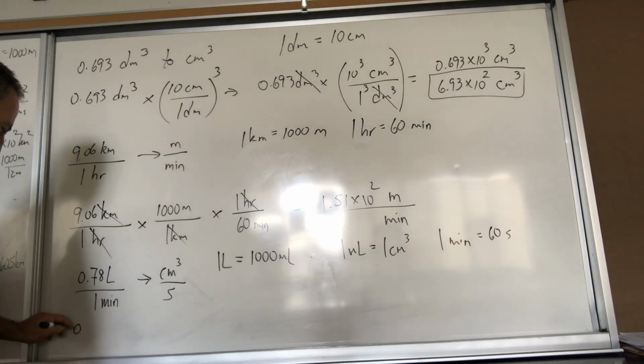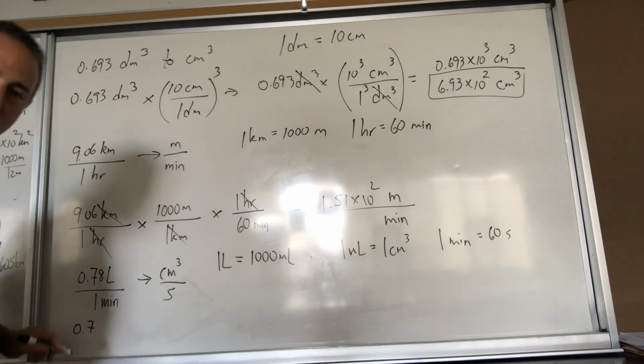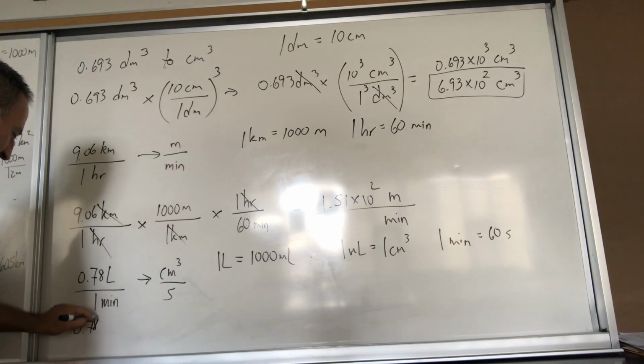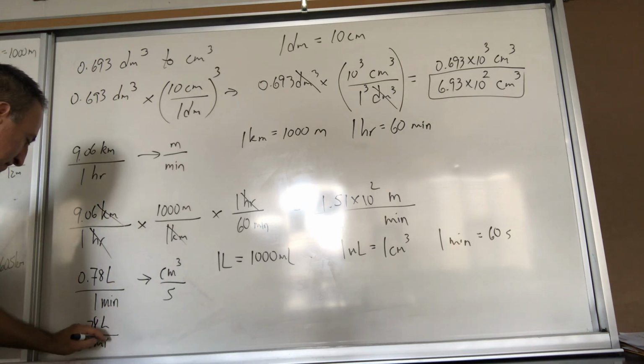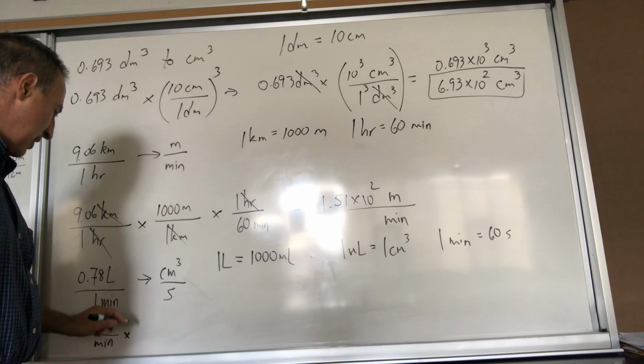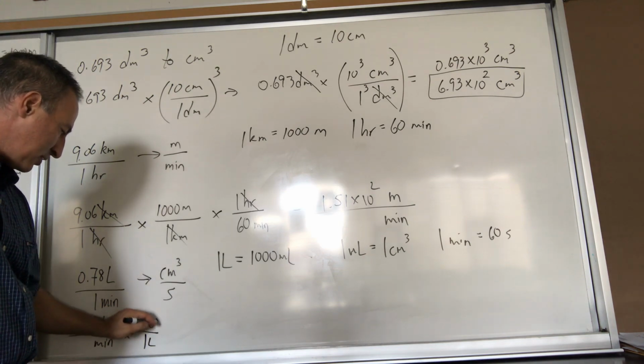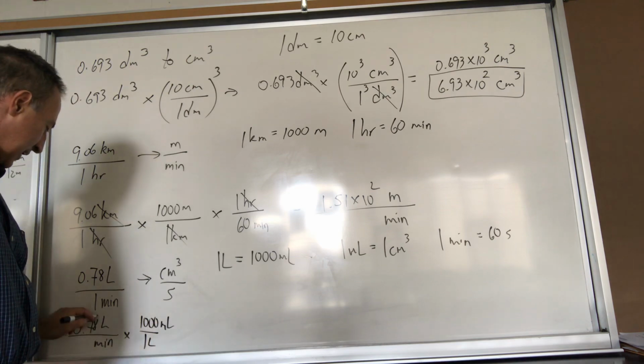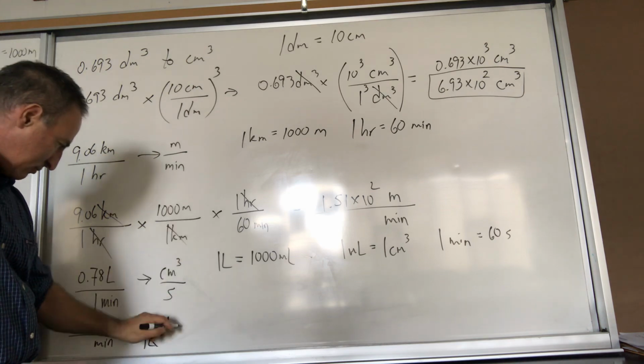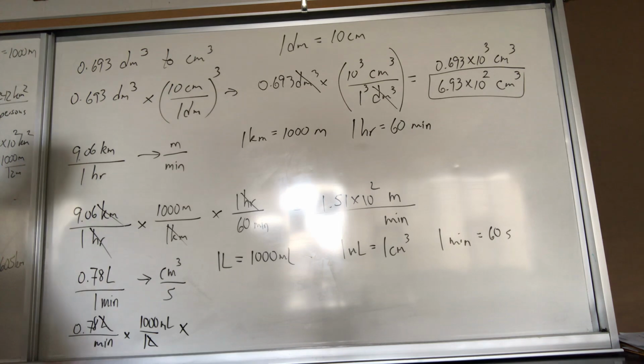So I'm going to rewrite over here to start over the problem. Can you see that? Yes. 0.78 liters per minute times, I want to get rid of liters, so I'm going to put liters on the bottom, 1 liter, and there's 1,000 milliliters per liter. That gets rid of liters. Don't worry about the numbers yet. We're going to do only the units for now.